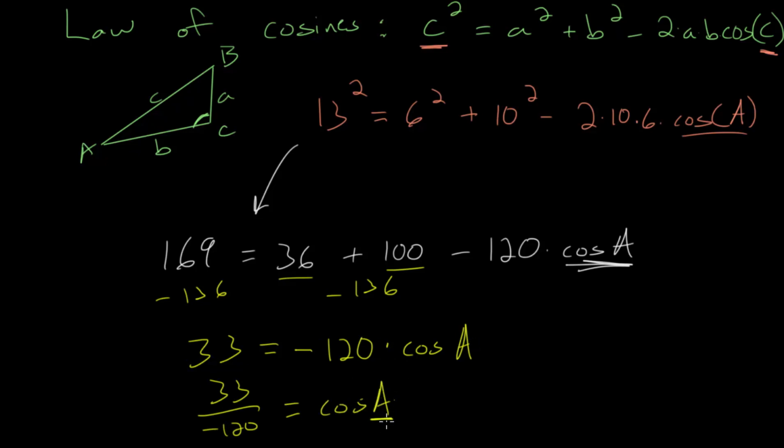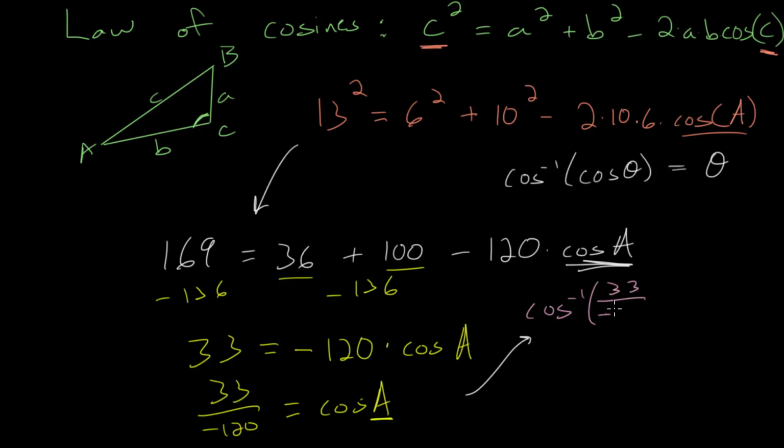Now, to get this missing angle, we'll need to use the inverse cosine. Remember that if we have the cosine and we plug it inside the inverse cosine, essentially they cancel each other out, since inverse functions will cancel each other when you plug one into the other, and we'll just get back theta. So we can plug both of these inside the inverse cosine. Let me write this up here. We have the inverse cosine of 33 over negative 120 is equal to the inverse cosine of the cosine of A. Those will cancel, and we'll just get A here. This right here is our solution, but we'll need a calculator to actually evaluate that.